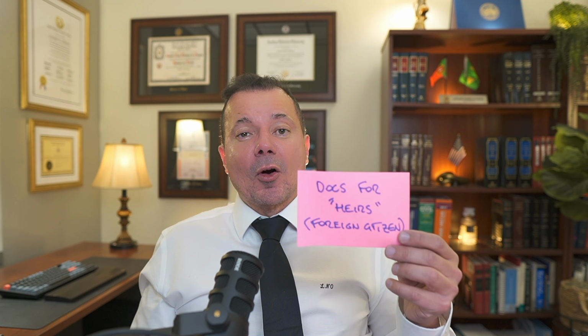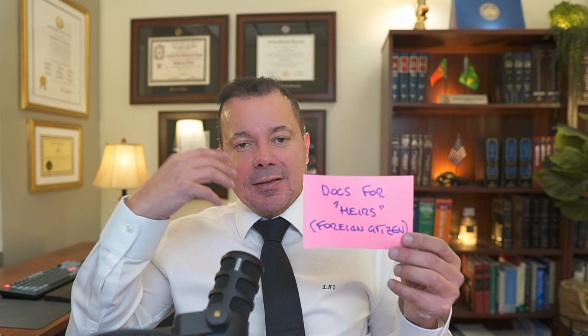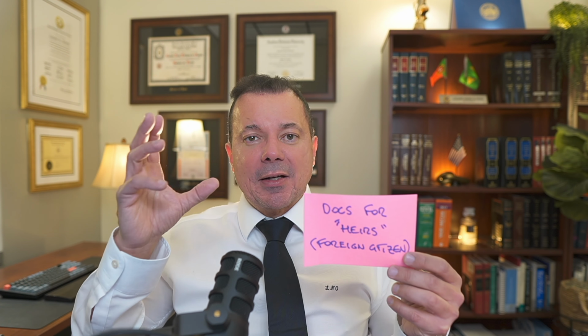Now let's talk about the documents, the common documents for the heirs. And in this case, because this video is for foreign citizens, we're going to try to imagine the docs required for an heir for a probate in Brazil who happens to be a foreign citizen. So foreign citizens usually do not have a Brazilian ID, and therefore the main ID to be used in a probate in Brazil is going to be your passport.